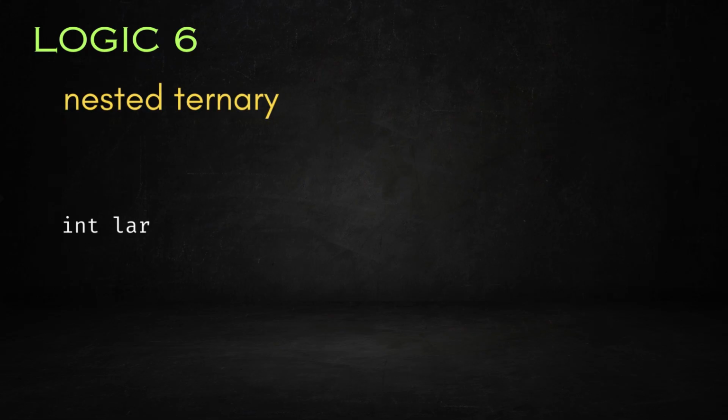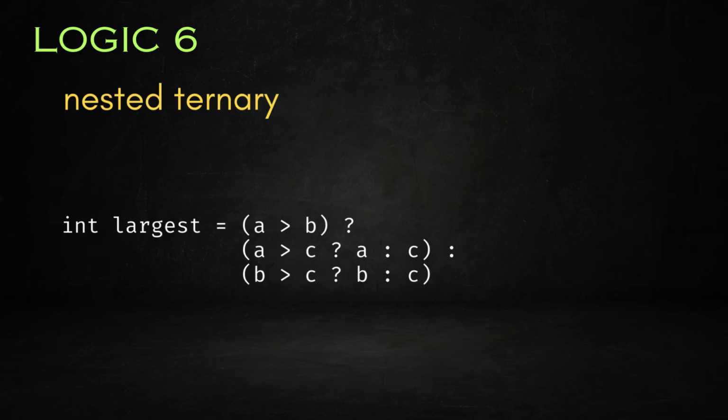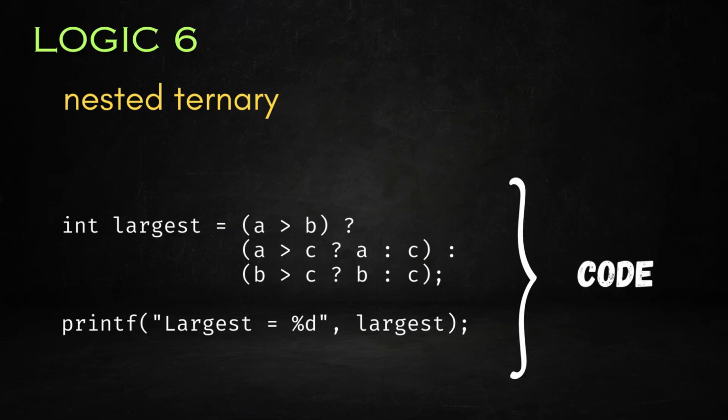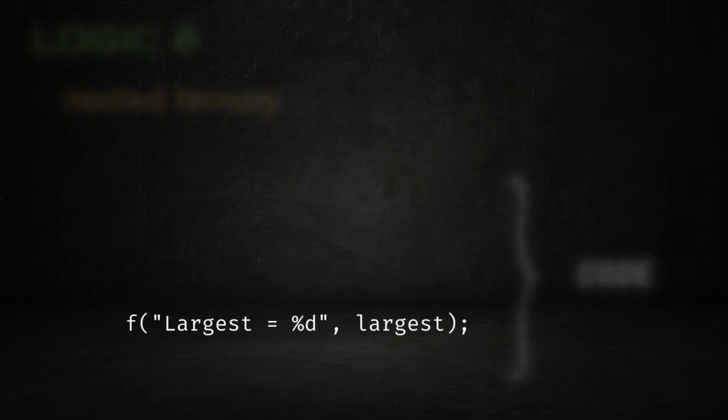Now, let's compress the logic using nested ternary operators. int largest = A > B ? (A > C ? A : C) : (B > C ? B : C). If A is greater than B, then if A is greater than C, then A, else C. Else, if B is greater than C, then B, else C. printf largest equals %d, largest. This method shows strong command over conditions.